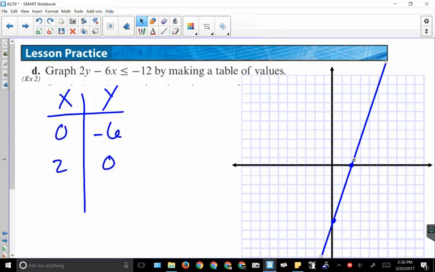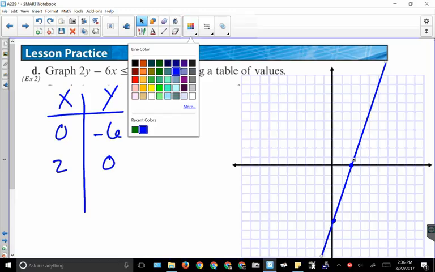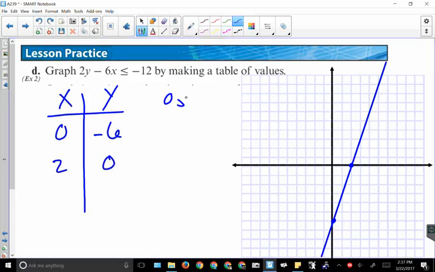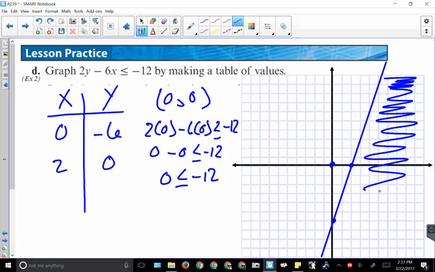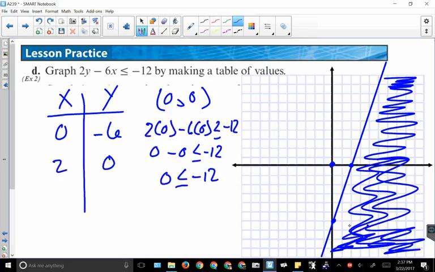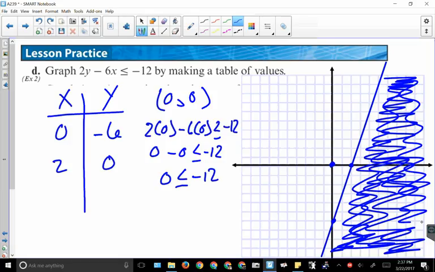Now the question is, where do we shade? So again, we will go through and pick on 0, 0. What happens if I put that in there? So if I got 2 times 0 minus 6 times 0, is that less than or equal to negative 12? That'll be 0 minus 0, less than or equal to negative 12. So is 0 less than or equal to negative 12? And the answer is no. So if this is the point that we were looking at, that means that it's going to be shaded over here because this is where 0, 0 is not. So this is the shaded area. Okay. That means any value that I would choose that is in there should work.